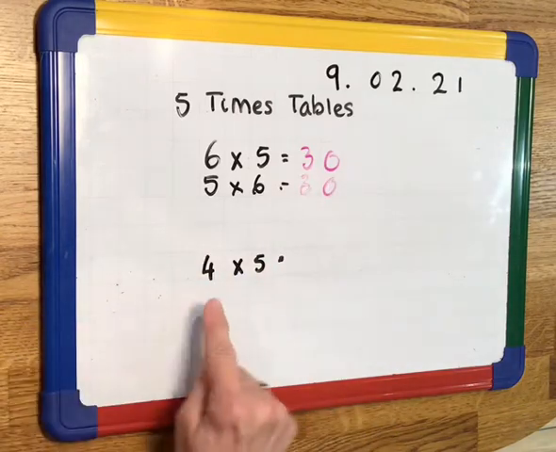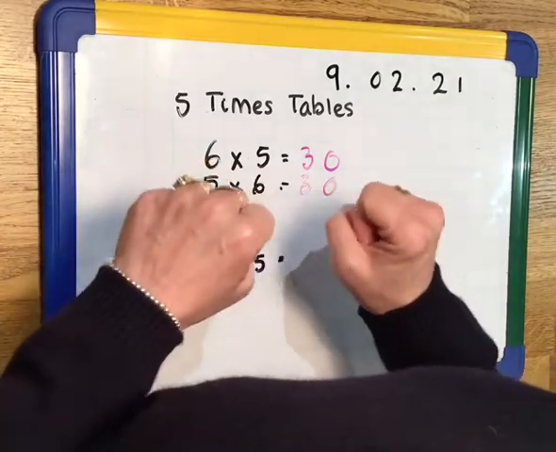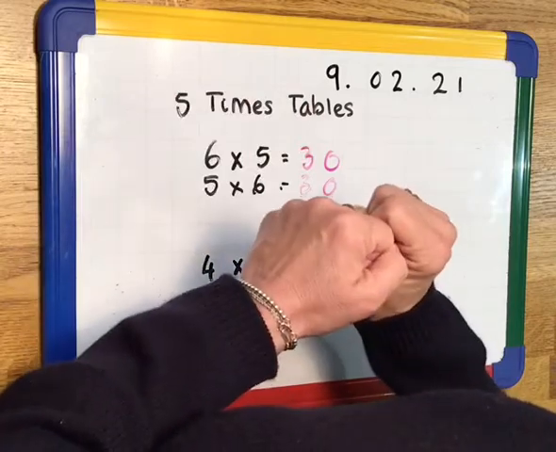Let's look at another example. Let's look at 4 times 5. Okay, 4 lots of 5. I could count in fives. 5, 10, 15, 20. I could say it as a times table.